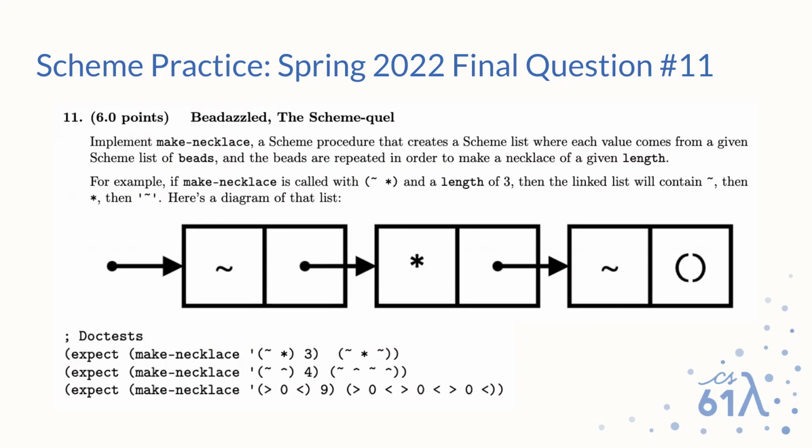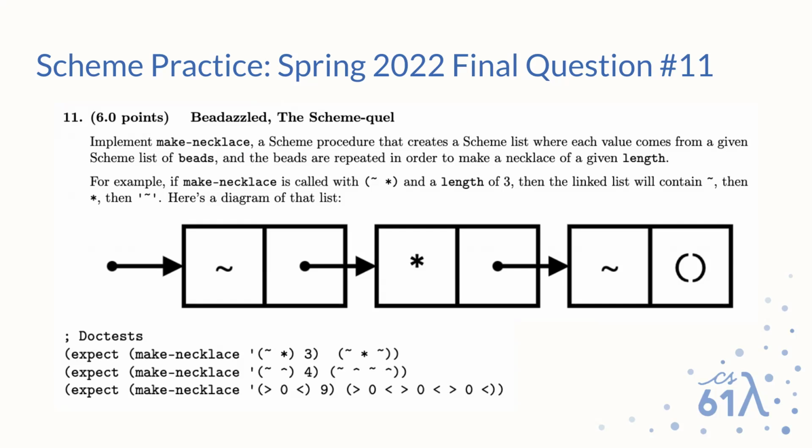So this question is called Bedazzle. Okay, so we implement make necklace, a scheme procedure that creates a scheme list where each value comes from a given scheme list of beads. And the beads are repeated in order to make a necklace of a given length.